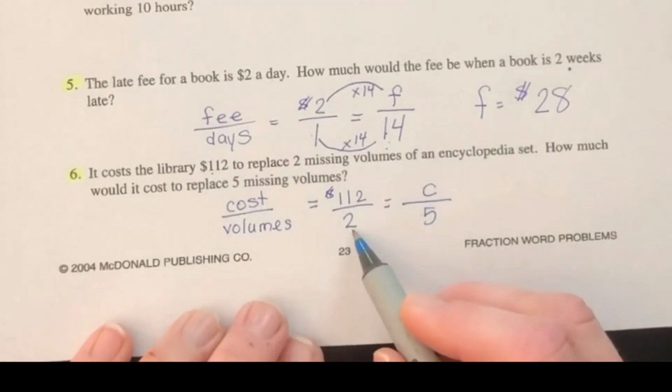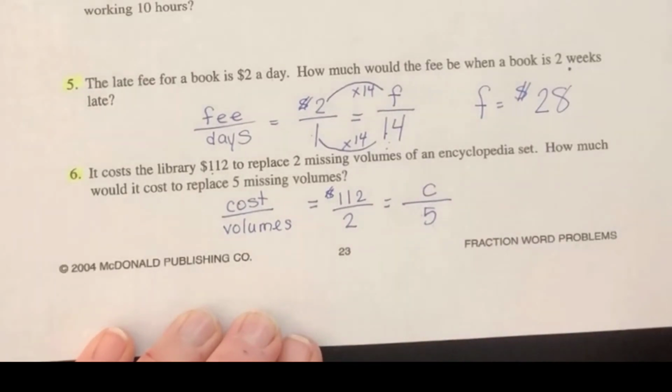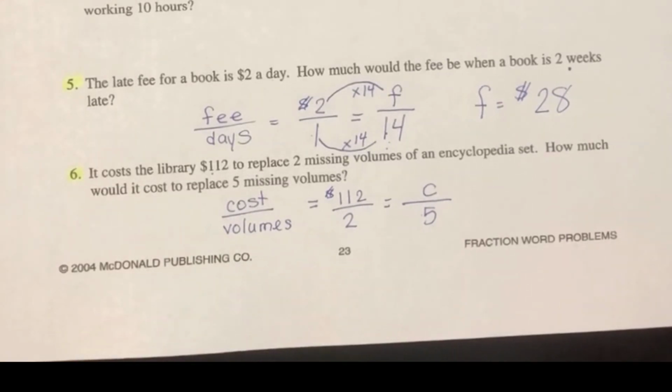So this 2 doesn't go into 5. So let me show you your 2 potential methods for this. I'll show you the standard method, and then I'll show you my preferred method. Actually, the standard method is pretty easy. The standard method is to cross multiply.